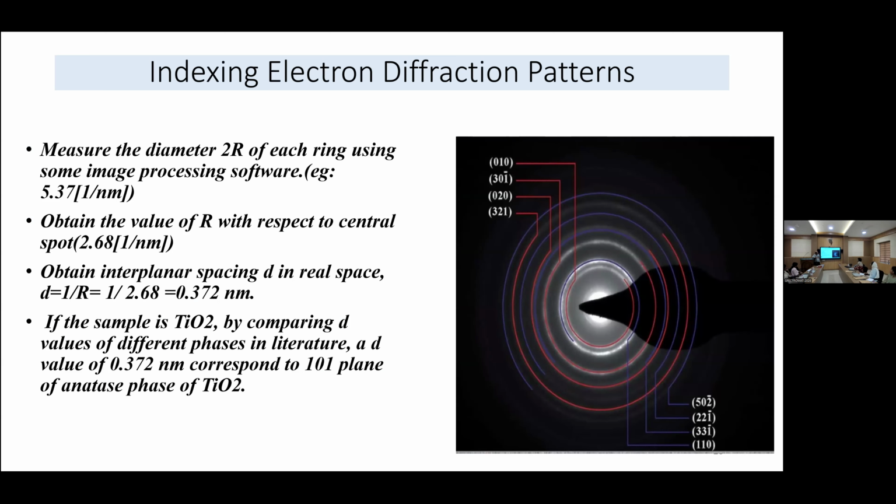And with that d value, we check this with the ICDD data, we will get the plane. This is how we are interpreting SAED patterns. Okay.